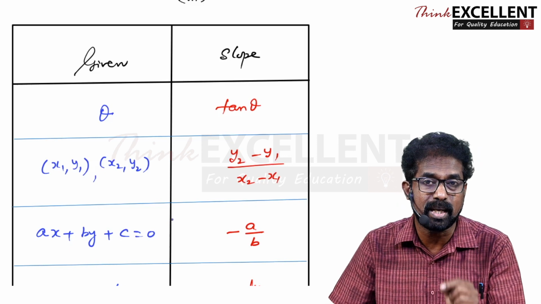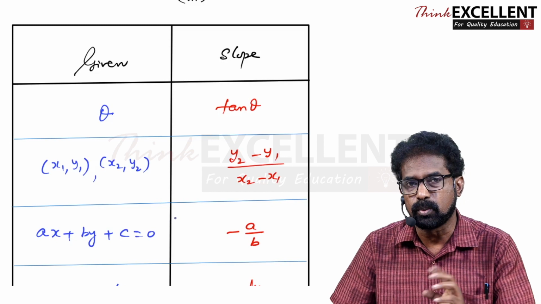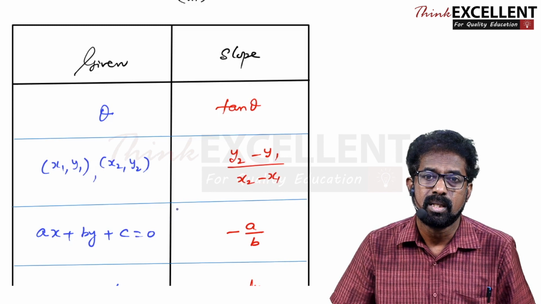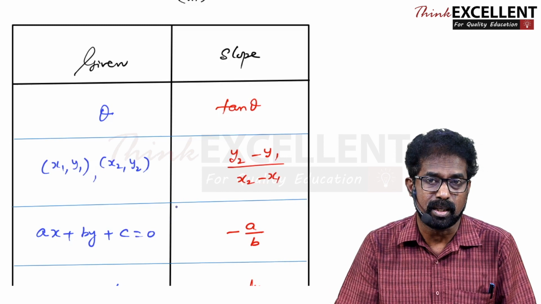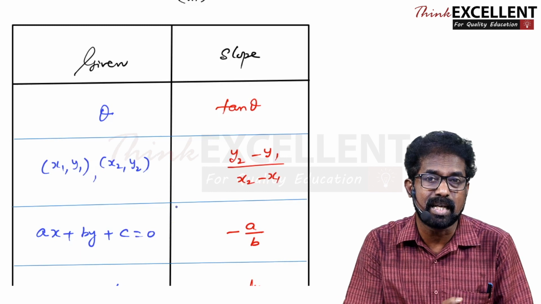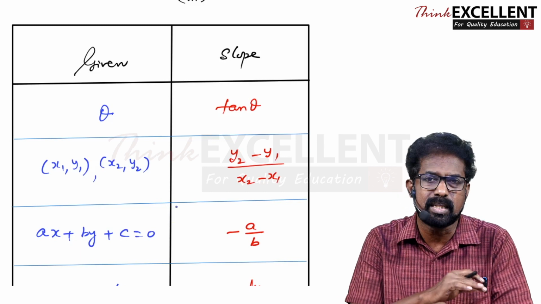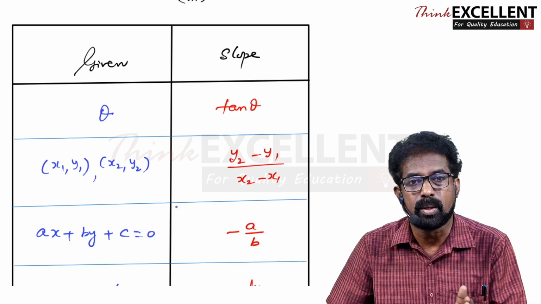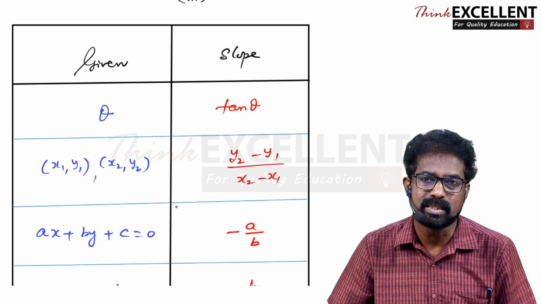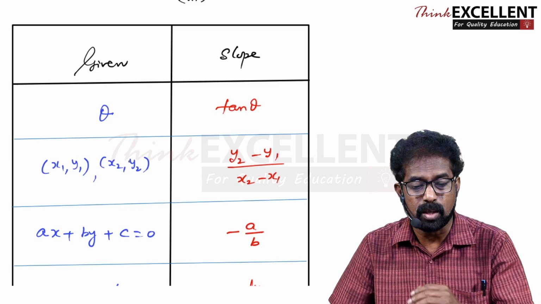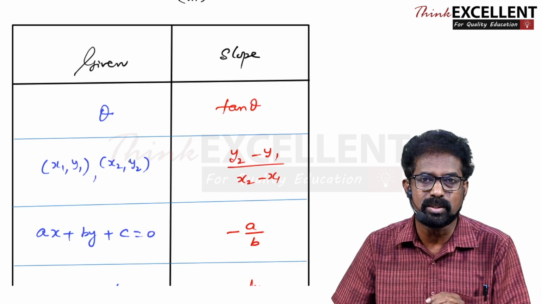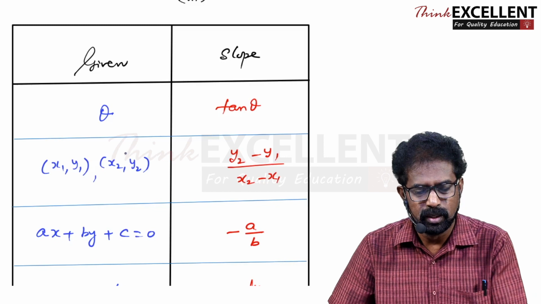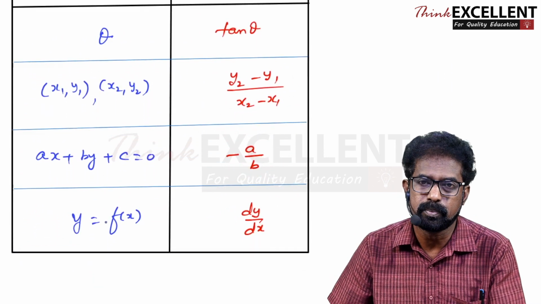Minus coefficient of x by coefficient of y. And one more thing that you study in the higher classes: suppose a curve is given, and a tangent line to it, which touches at only one point. The slope of the tangent line is also the slope. Then the formula is dy by dx, differentiation. How to find differentiation, I'll teach you the basic differentiations in some other video. So dy by dx gives the slope.